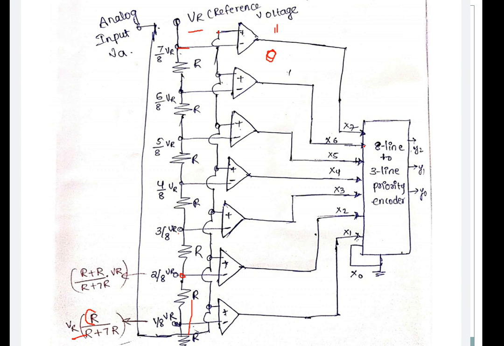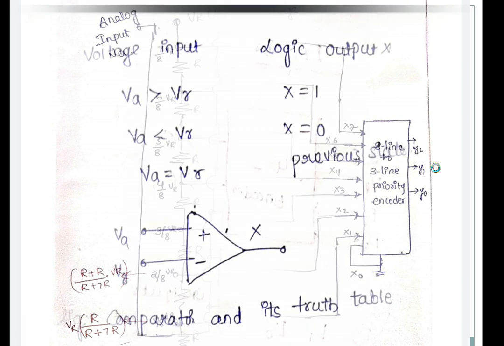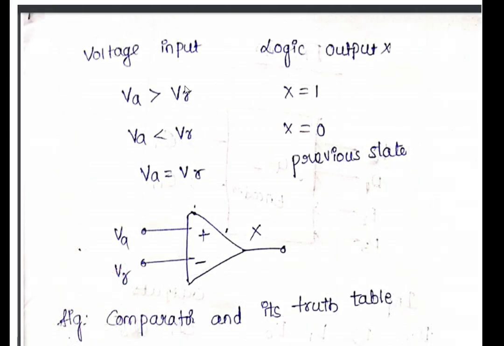In order to understand this, the voltage divider network will give the voltages at each and every point, and that voltage will be compared with the analog input voltage, and according to that the comparator circuit will give either logic 1 or logic 0, and that will be applied to the input of the priority encoder. So the priority encoder will select the highest priority bit first, and according to that it will generate the binary output. So in this way the flash type A to D converter works. Here first we will study one by one.